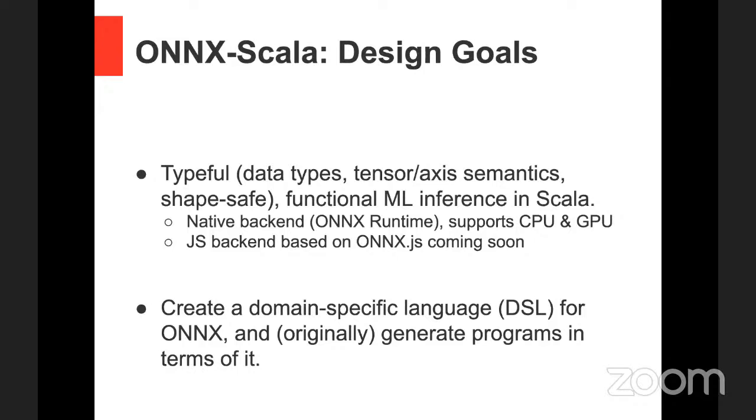The rest of these are less commonly touched on, and there are a few. You can find citations at the end of this for projects that have done some of this, but not really fused it all together in the way that I've done here. And there's some motivation for this in the ONNX spec for tensor and axis semantics, and you'll see what that is when I get to it in a few slides. And for shape safety, to make sure that you aren't passing incorrectly shaped tensors into nodes or into entire ONNX models. And looking for functional machine learning inference in Scala, like I said.